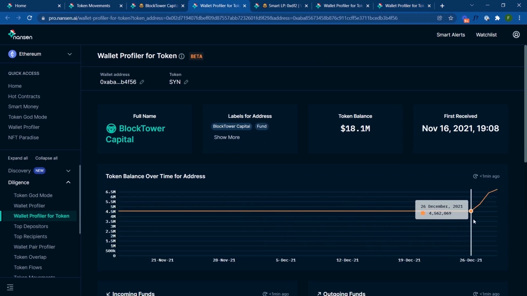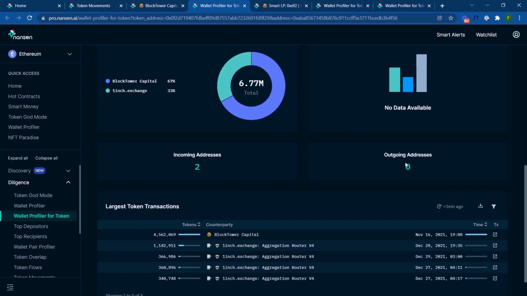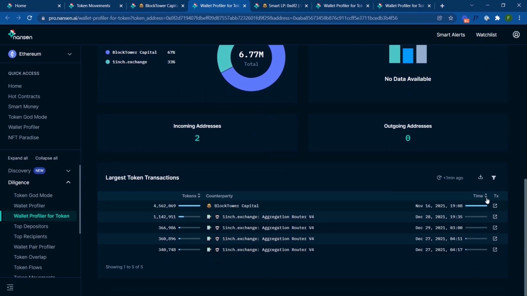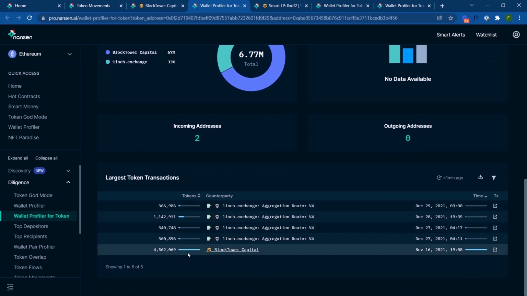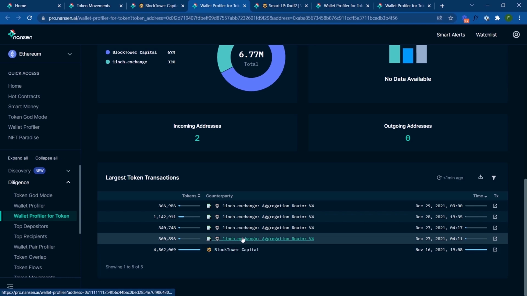Now we go back to the first wallet profiler for token we had opened. The wallet profiler for token for BlockTower shows that they have been holding Synapse for a while, for a total of 6.7 million units, whose value is about 18 million US dollars. Scrolling down, you can see the transaction history, which we can sort from most to least recent.